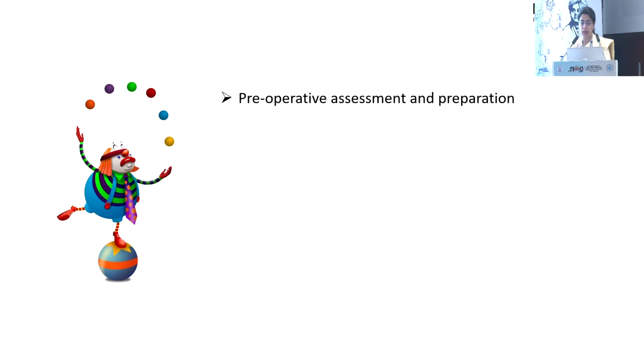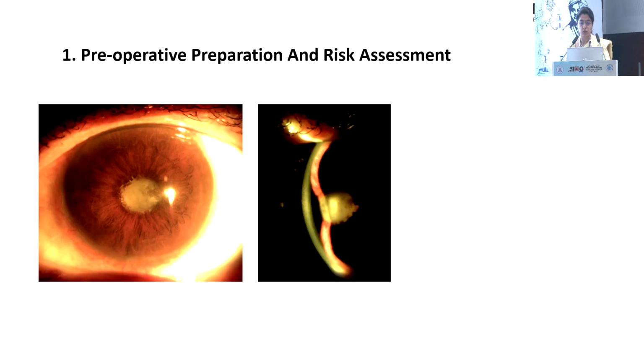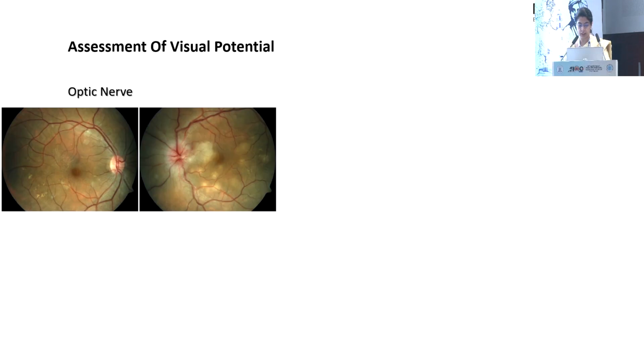In this talk, I'll cover preoperative assessment and preparation, intraoperative challenges and technique, and postoperative complications and management. We have to juggle a lot of things when we are planning cataract surgery in these eyes. So preoperative preparation and risk assessment is most important. When there is no view of the fundus, get a B scan done. Of course, we have to look at the vitreous for cells, but also look for choroidal thickness, which is an indicator for activity of uveitis.